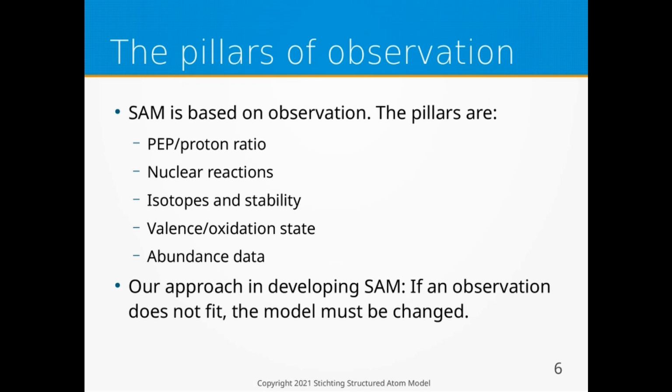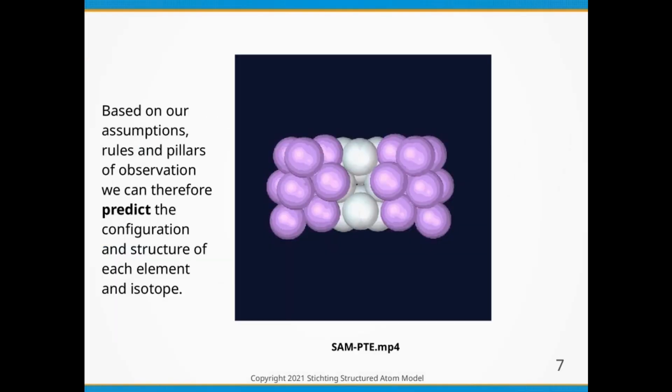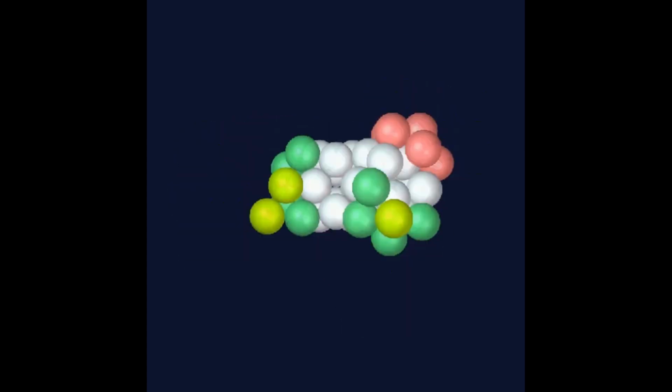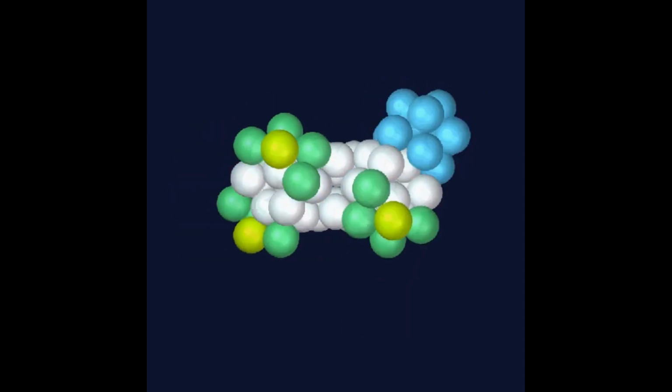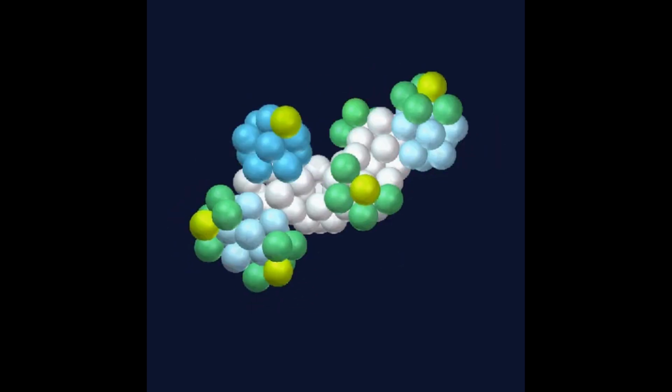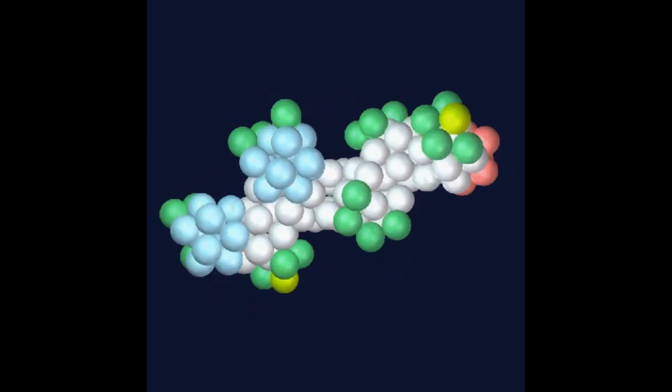SAM is strictly based on observations about the atoms and what we know about their properties, such as number of electrons, isotope value, and oxidation states. If an observation does not fit, the model needs to change, not reality. If we follow the basic rules described before, and we take all observations into account, the following atomic nuclei, elements with their isotopes, emerge. As we can see in this animation, from hydrogen to americium.